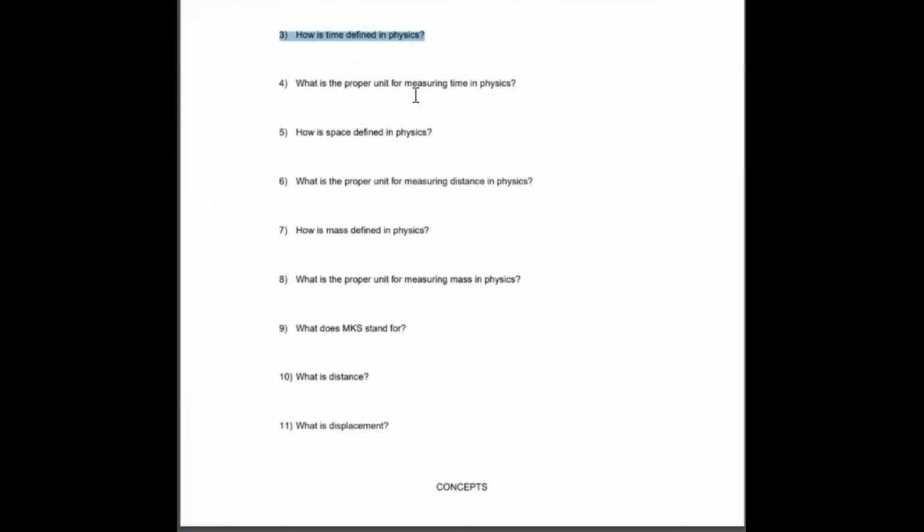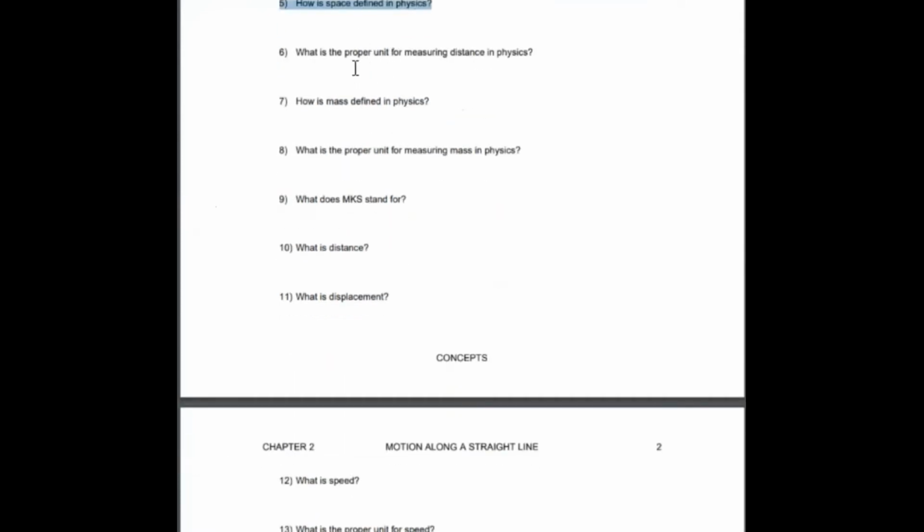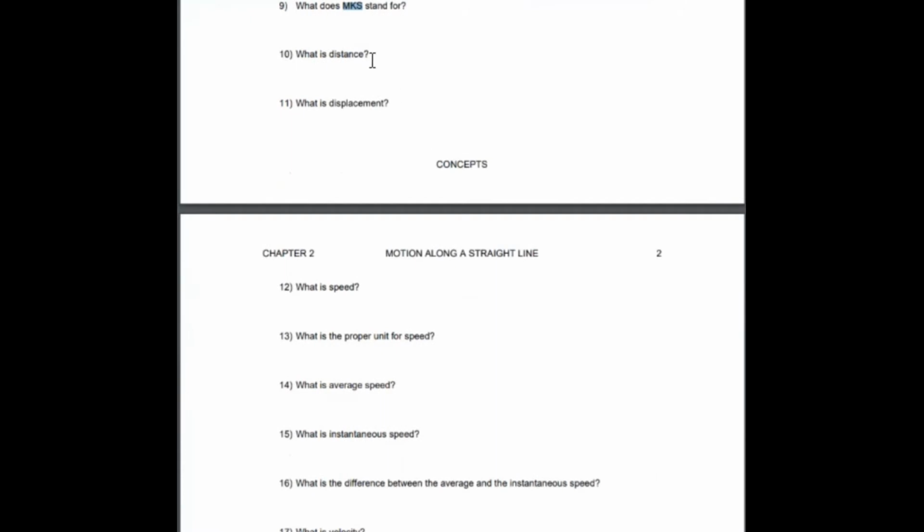Time is what's measured by a clock. Proper unit is again seconds. Space is what's measured by a measuring stick. It could be multidimensional or single dimension. Proper unit is going to be meters. Mass is measured as inertia. Proper unit is going to be kilograms. MKS stands for meters, kilograms, and seconds.